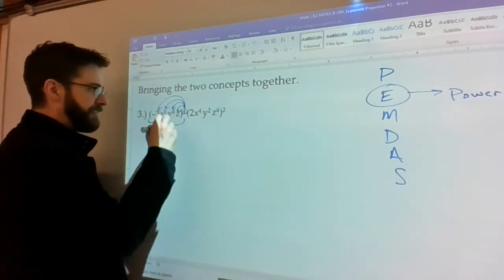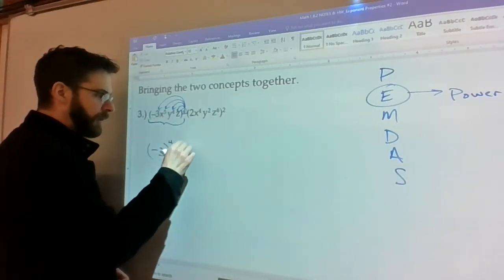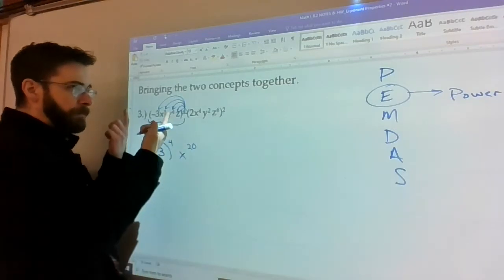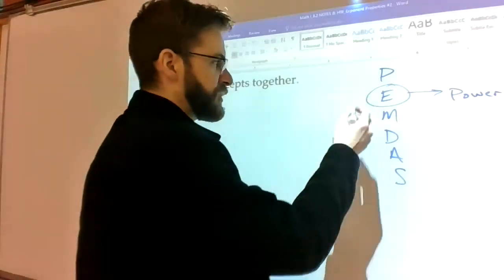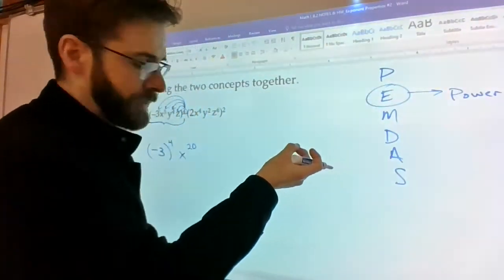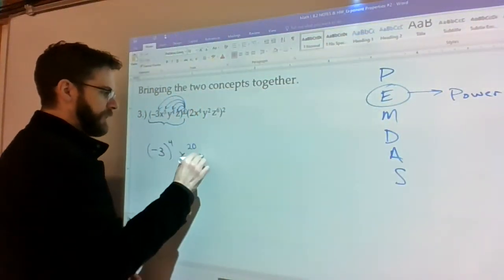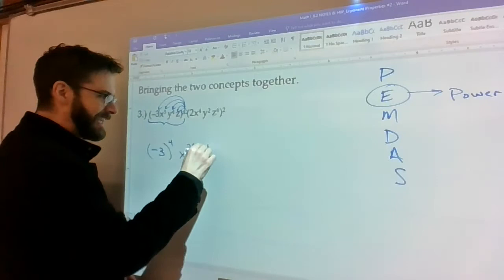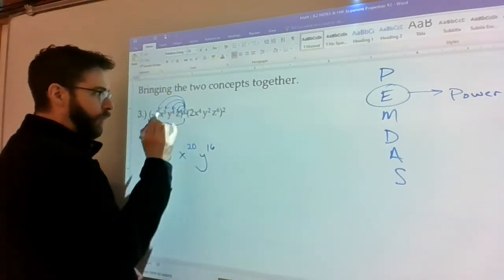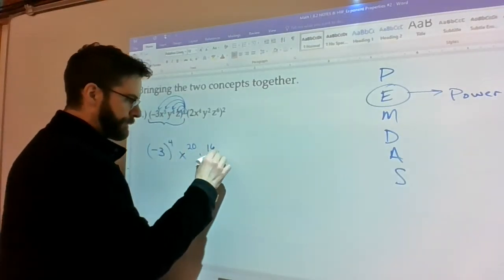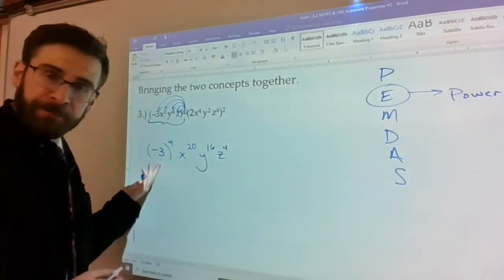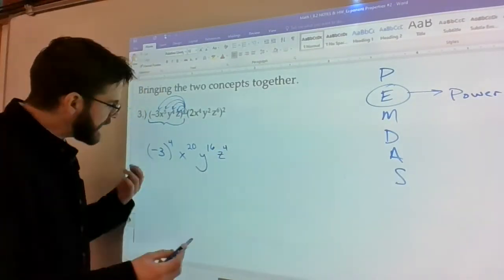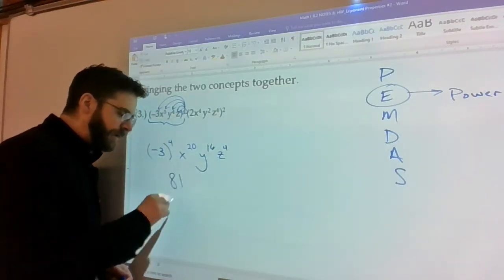X to the 5 times 4, all right? Remember, we multiply exponents when we're dealing with power of powers. This is where we multiply the little numbers, multiply the exponents. The y value is going to be to the 16, and then the z, remember, there's a little 1 there, so it's z to the 4. And then you can simplify the negative 3 to the 4th power. It ends up being a positive 81.